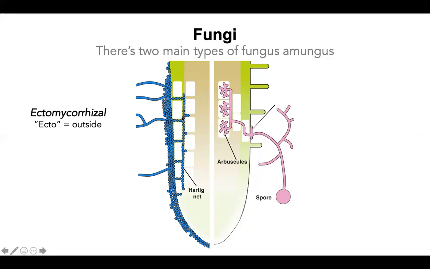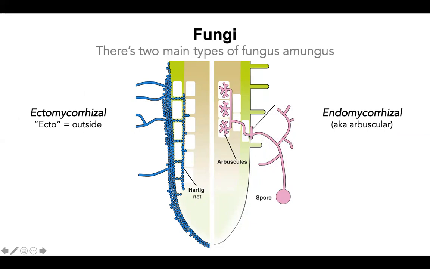Now, the other type of fungi is called endomycorrhizal fungi, and endo meaning inside. Endomycorrhizal fungi are also known as arbuscular fungi. Now, endomycorrhizal fungi, just like ectomycorrhizal, need that carbon, need that sugar, but they go about it a little differently by actually entering the plant root.